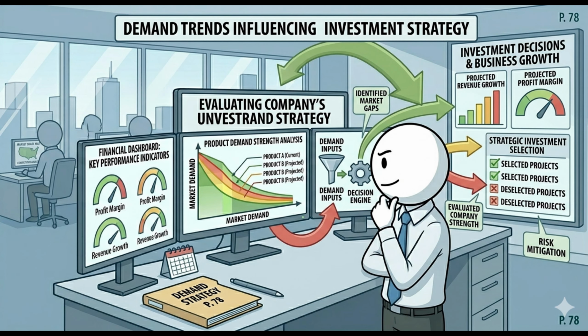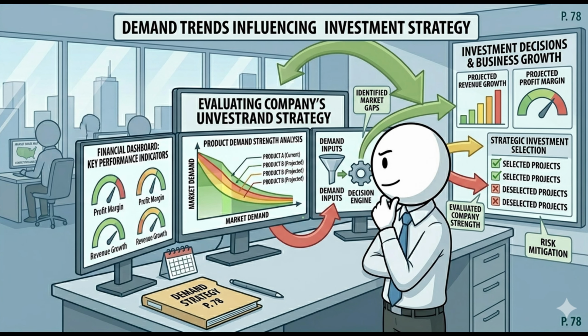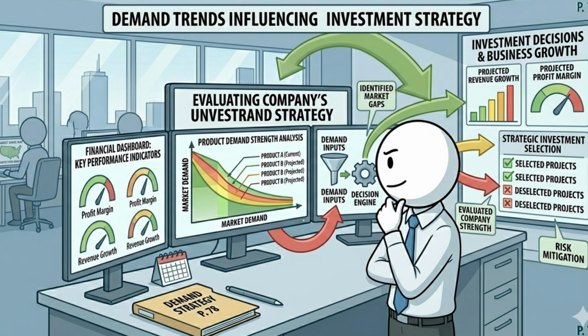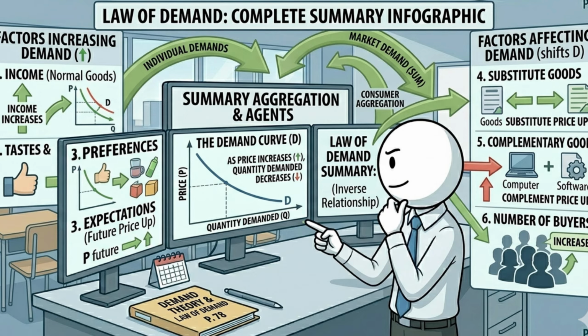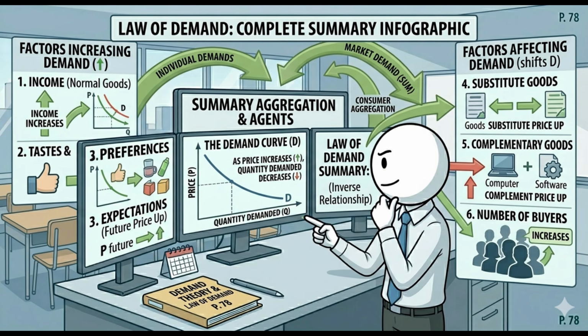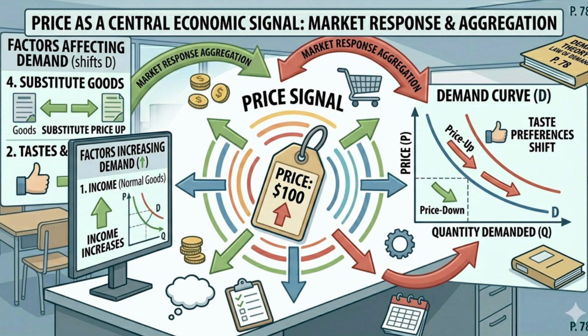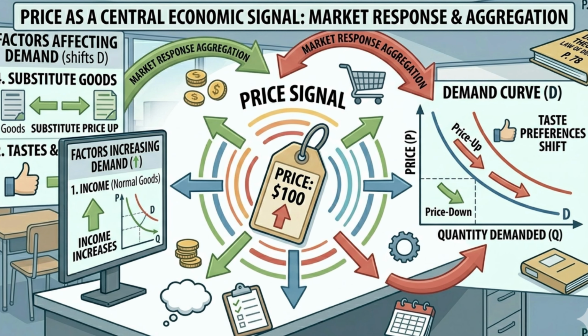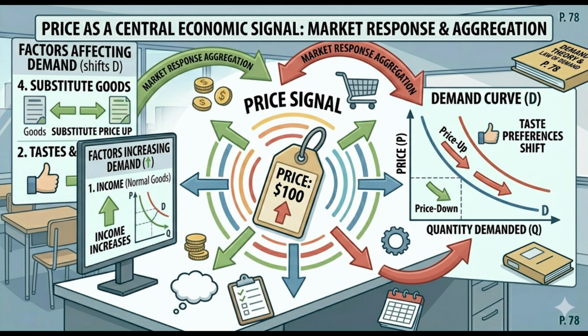In our next lesson, we will look at the other side of the coin, the supply curve. We will see how producers react to those same price signals and how their costs determine what is available for John to buy. But for now, remember the downward slope. When things get expensive, John buys less. When they get cheaper, he buys more. It is the first rule of the marketplace.